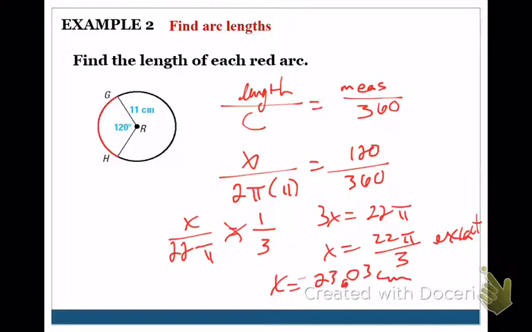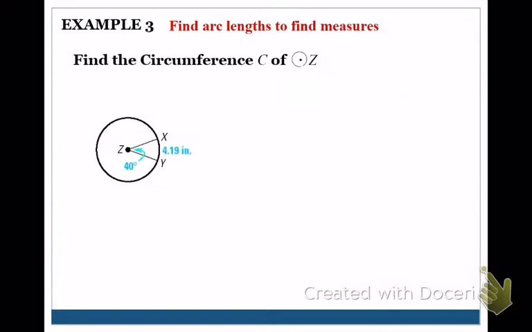So like I said, we're creating a proportion where we're comparing length to length and measure to measure. Part of circle to whole circle, part of circle to whole circle. Okay? Another one for you. We can use this to find the circumference.